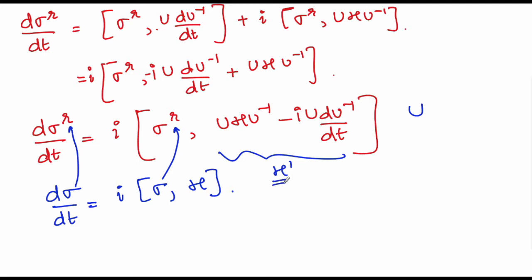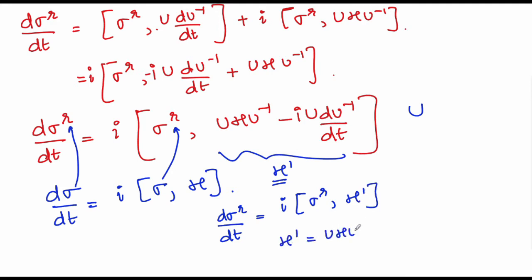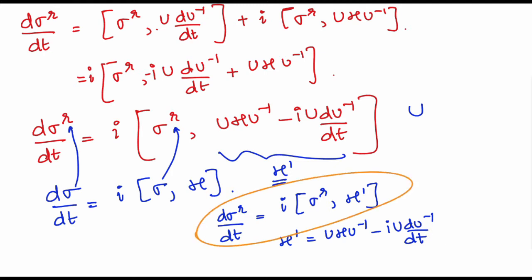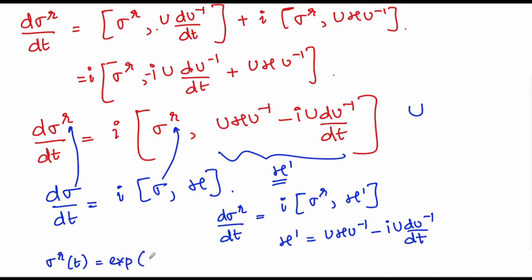the Hamiltonian can be made time independent, you are able to come back to a very similar equation wherein d sigma r by dt will be given by i sigma r comma h prime, where the h prime is given by u h u inverse minus i u du inverse by dt. So this is an important relation. So once you have achieved this one, and you also made the Hamiltonian time independent, now you can jolly well repeat what you had done earlier, where you can write the solution as given here.